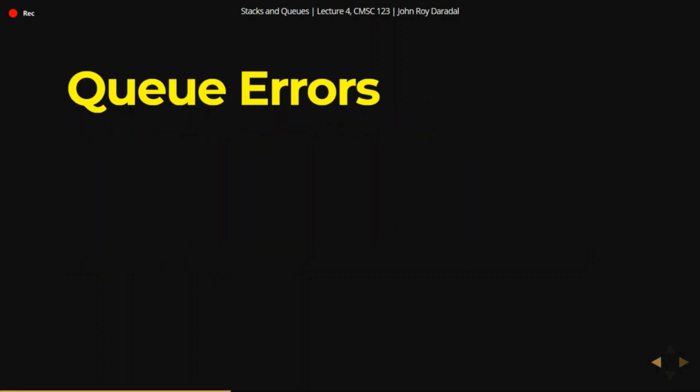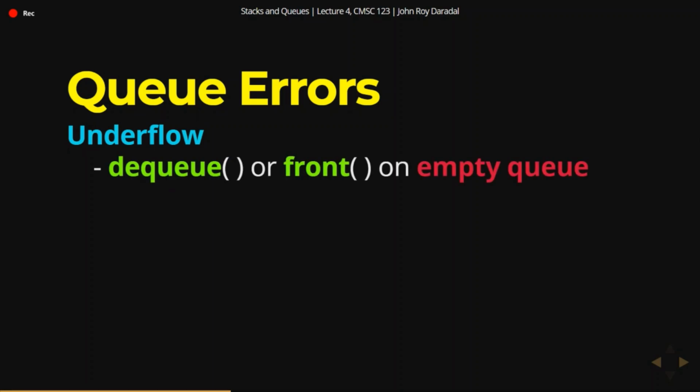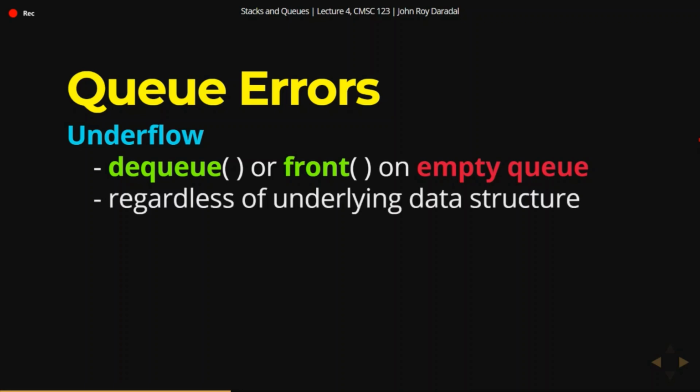Now for the errors of the queue, it also has 2. So it also has underflow, which happens when you try to dequeue or call front on an empty queue. So since there's nothing to remove or nothing to return, because the queue is empty, it will yield an error. And again, this will happen regardless of underlying data structure. So whether you use an array or a linked list to implement your queue, underflows will still happen.